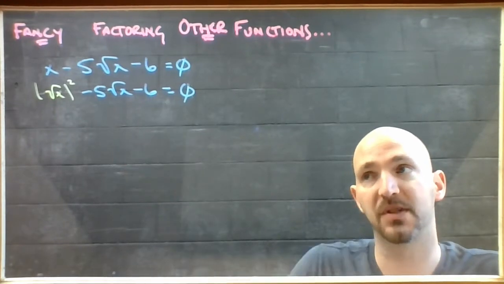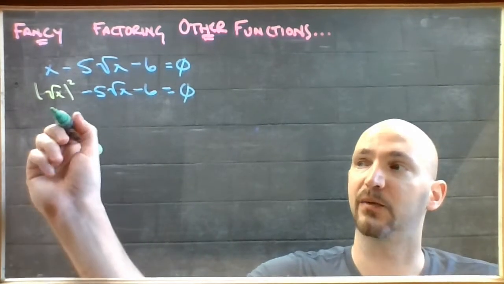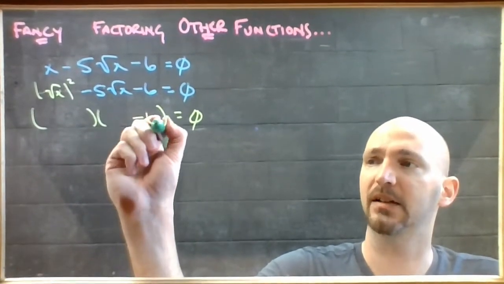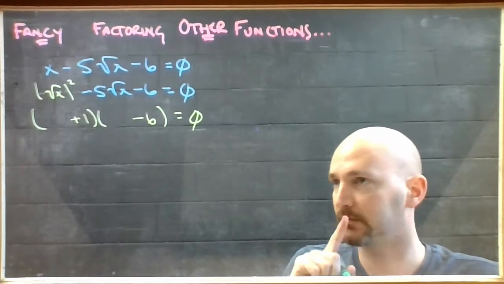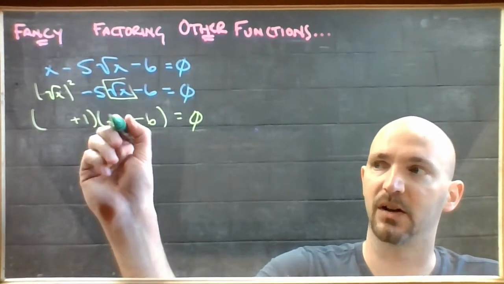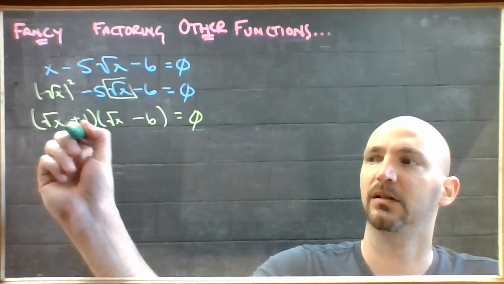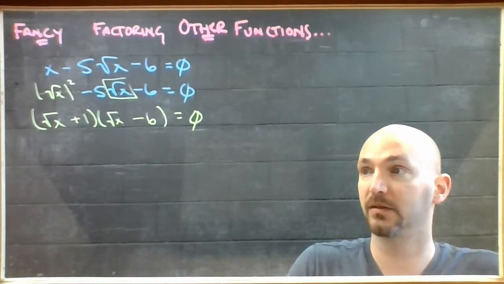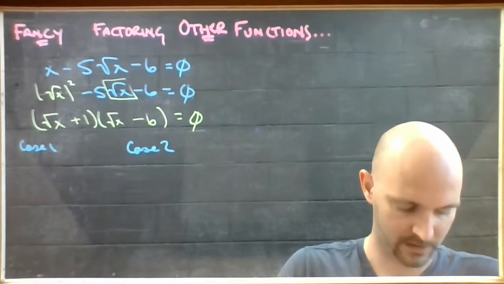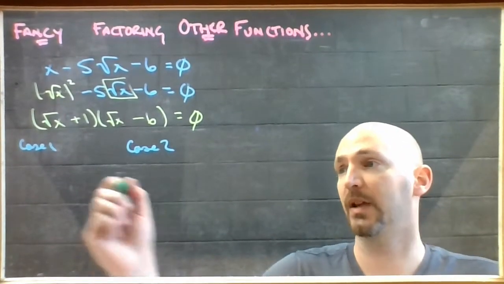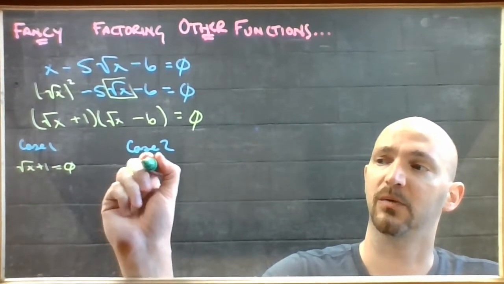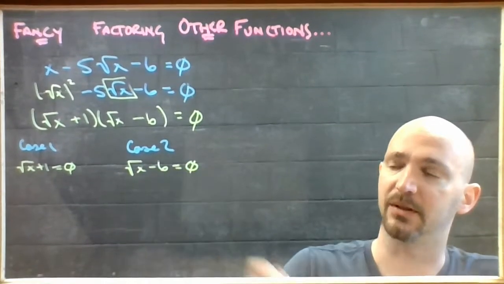So I just need two numbers that multiply to negative 6 and add to negative 5. And the numbers that are going to work for that are negative 6 and plus 1. And since the square root x is the business part of this function, in it goes, which has generated my two cases to solve. So case 1, case 2, either root x plus 1 equals 0 or root x minus 6 equals 0.